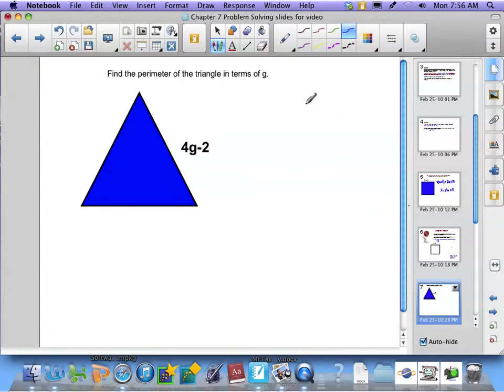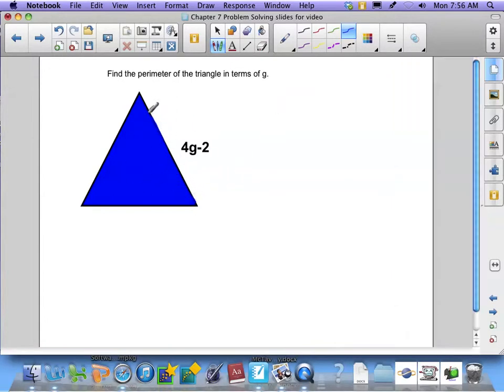Okay, find the perimeter of the triangle in terms of g. Again, remember, perimeter is the distance around an object on the outside. So we're looking at an equilateral triangle, all 3 sides are the same distance. So I could add 4g minus 2 plus 4g minus 2 plus 4g minus 2, or I can multiply. 3 times 4g minus 2, okay, and we're going to distribute the multiplication.